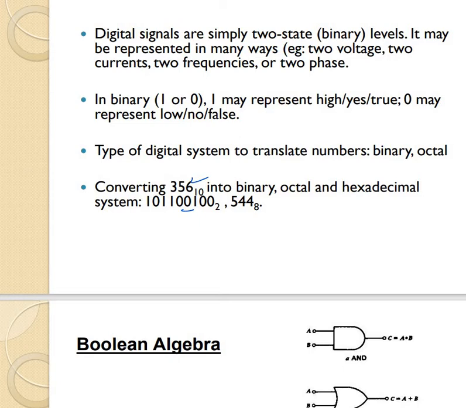So basically, we have 356. In order to convert into base 2 numbers, you need to divide by 2. So 356 divided by 2, you will get 178, right? Okay, shown here.